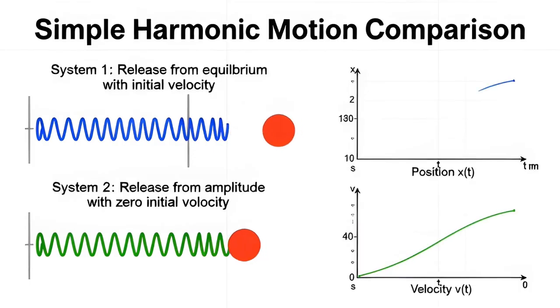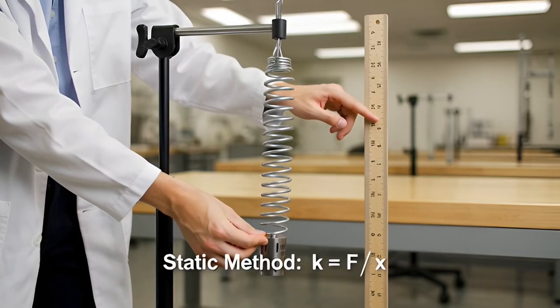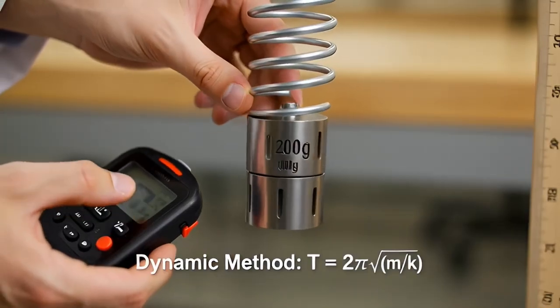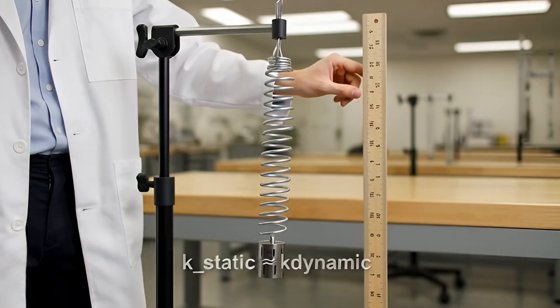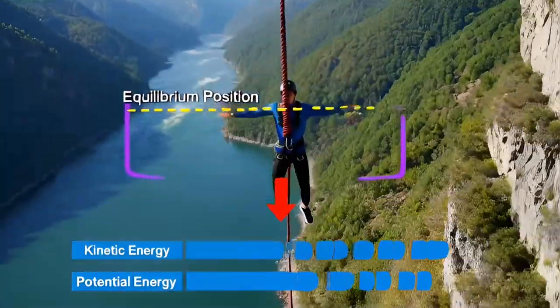At the mean position, where x equals 0, the kinetic energy is at its maximum and equals 1/2 m omega squared a squared. At the extreme positions, where x equals plus or minus a, the kinetic energy is 0 because the particle is momentarily at rest.